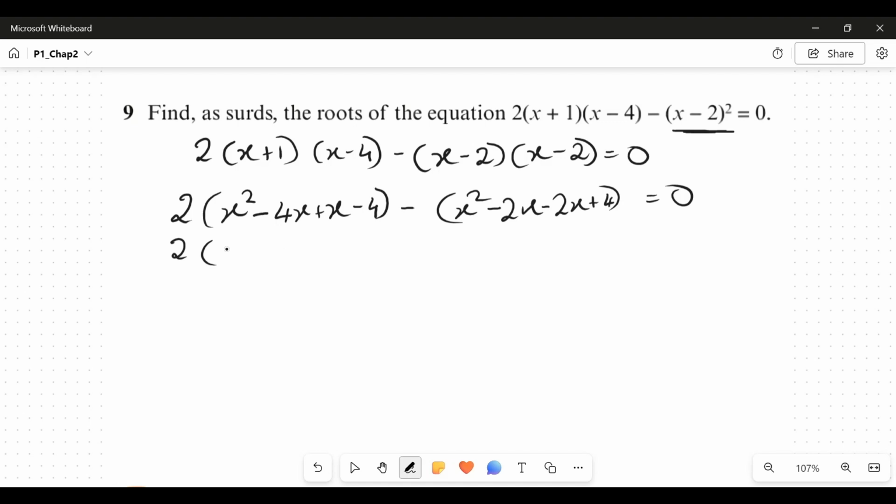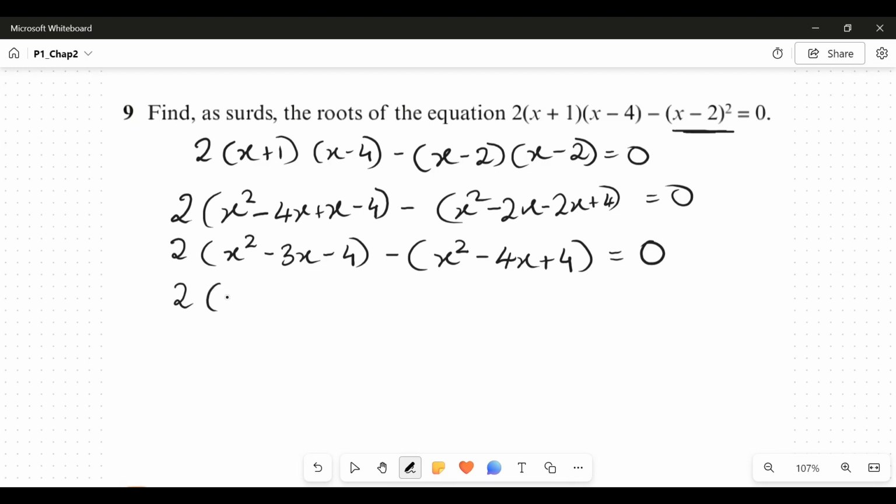So here we have x squared minus 4x plus x is minus 3x minus 4. And on the other bracket, we have x squared and minus 2x minus 2x is minus 4x plus 4, and that equals 0. Some more simplification. Let's keep that 2 outside: x squared minus 3x minus 4, and we can take this negative sign inside, so that becomes minus x squared plus 4x minus 4 equals 0, because that's going to flip all the signs.